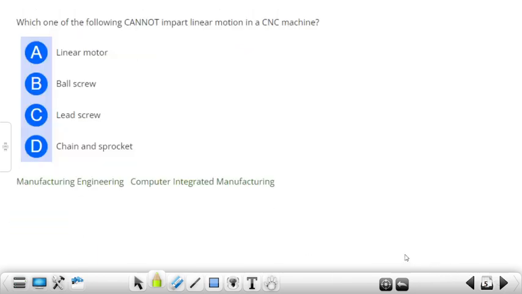Next question. Which one of the following cannot impart linear motion in CNC machine? Option A, linear motor. Option B, ball screw. Option C, lead screw. Option D, chain and sprocket. So the right answer will be chain and sprocket. We cannot impart linear motion in CNC machine.